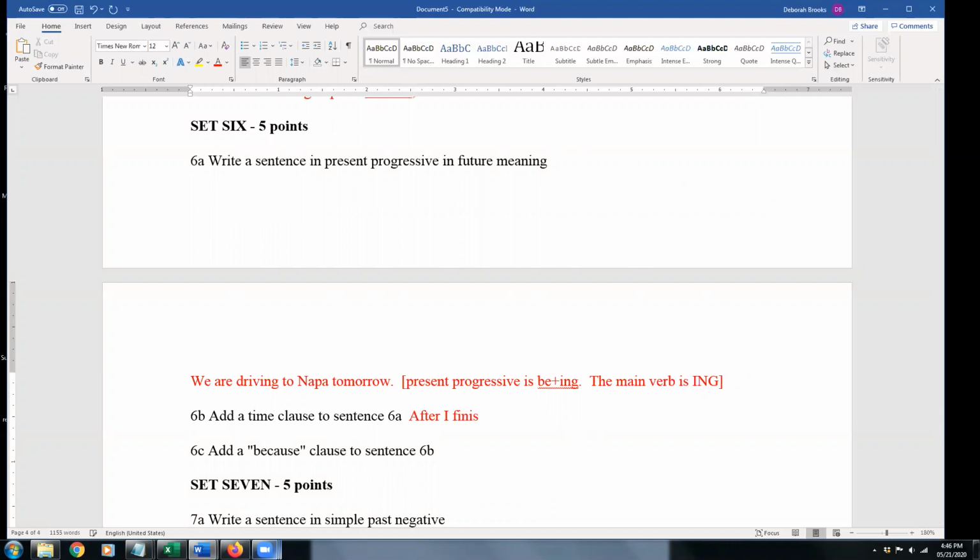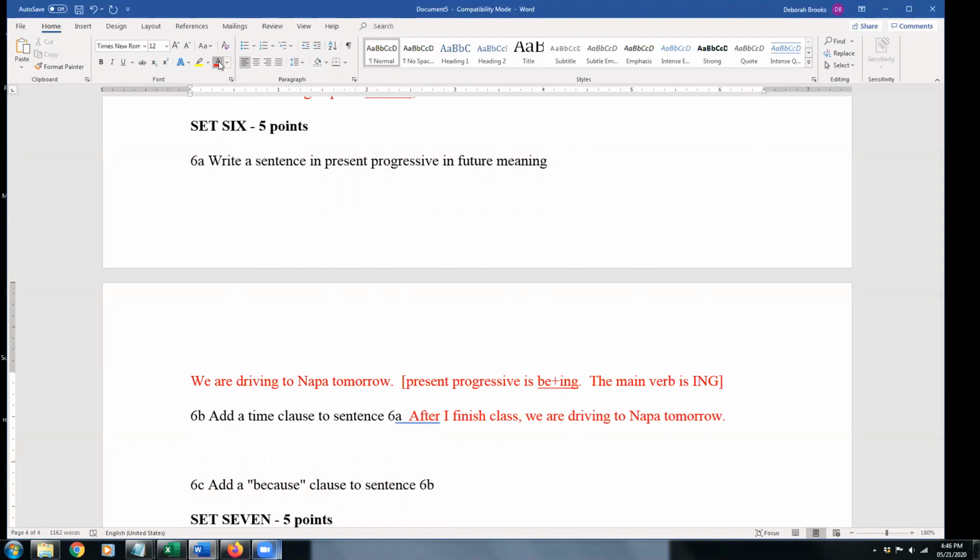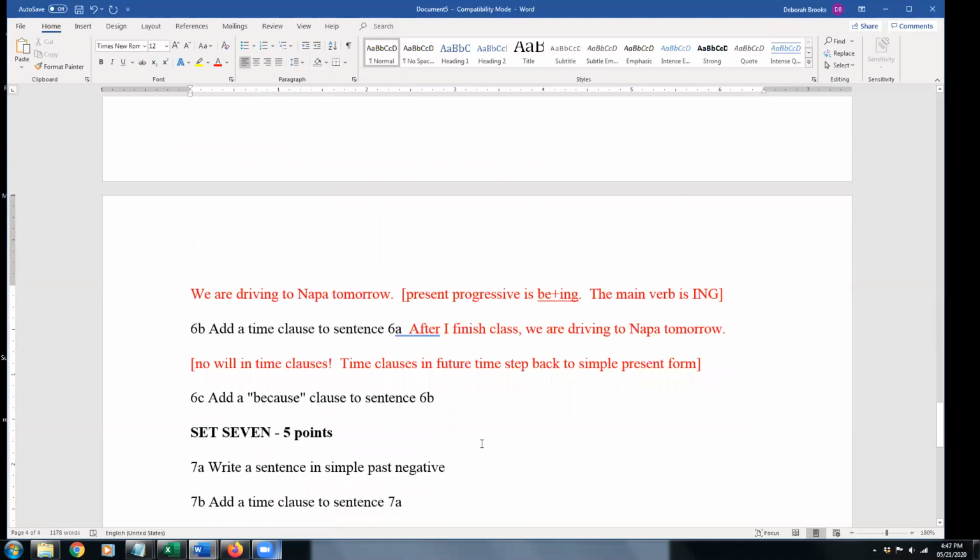After I finish class, we are driving to Napa tomorrow. Now, part of why I asked for that time clause is no will in time clauses, right? Time clauses in future time step back to simple present form. After I finish class, we are driving to Napa tomorrow.